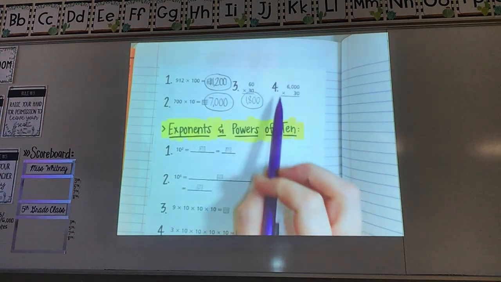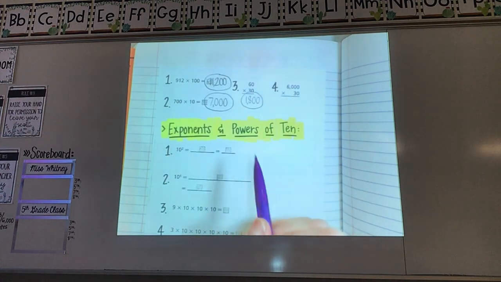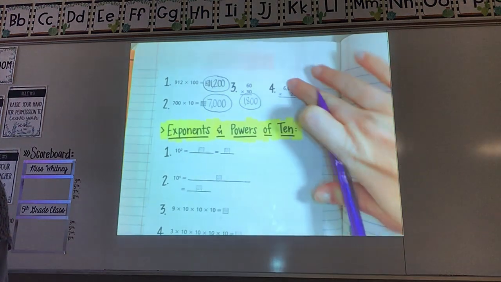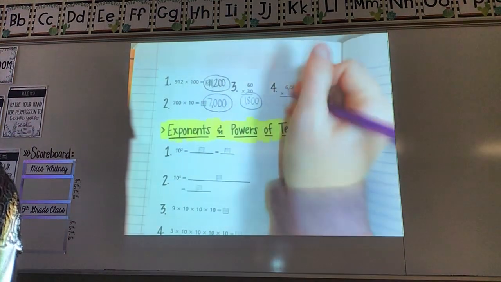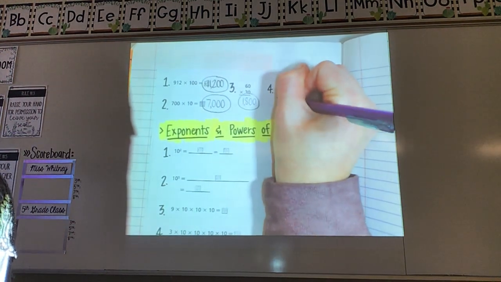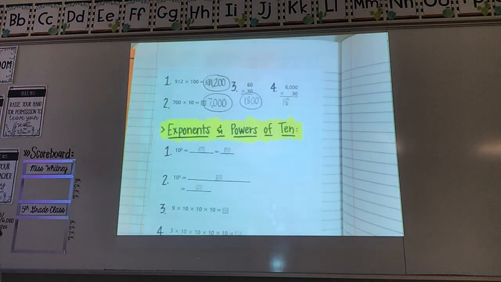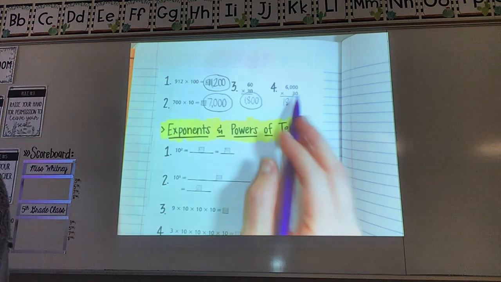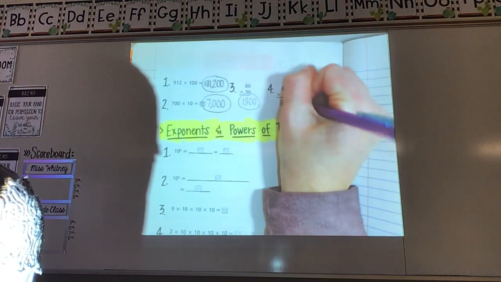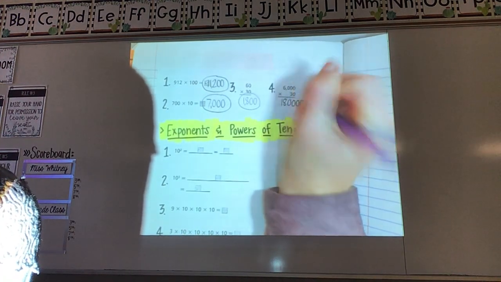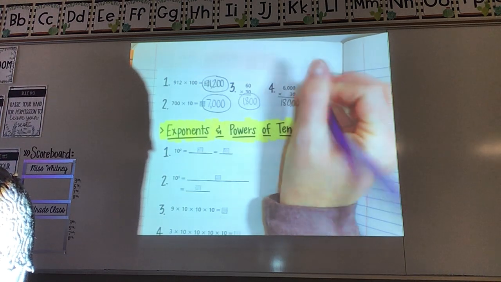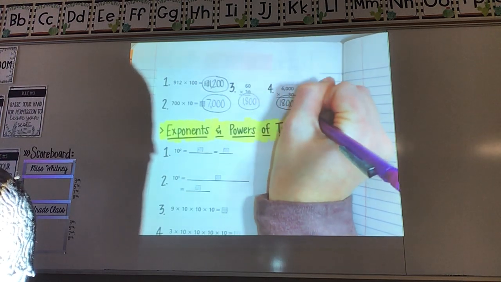Number 4, 6,000 times 30. Cover up all those zeros. Still leaves me with 6 times 3, which we said was 18. How many zeros should I put behind that 18? 4 of them. 1, 2, 3, 4 zeros up there. So 1, 2, 3, 4. And get my comma where it needs to be. Right there. 180,000.